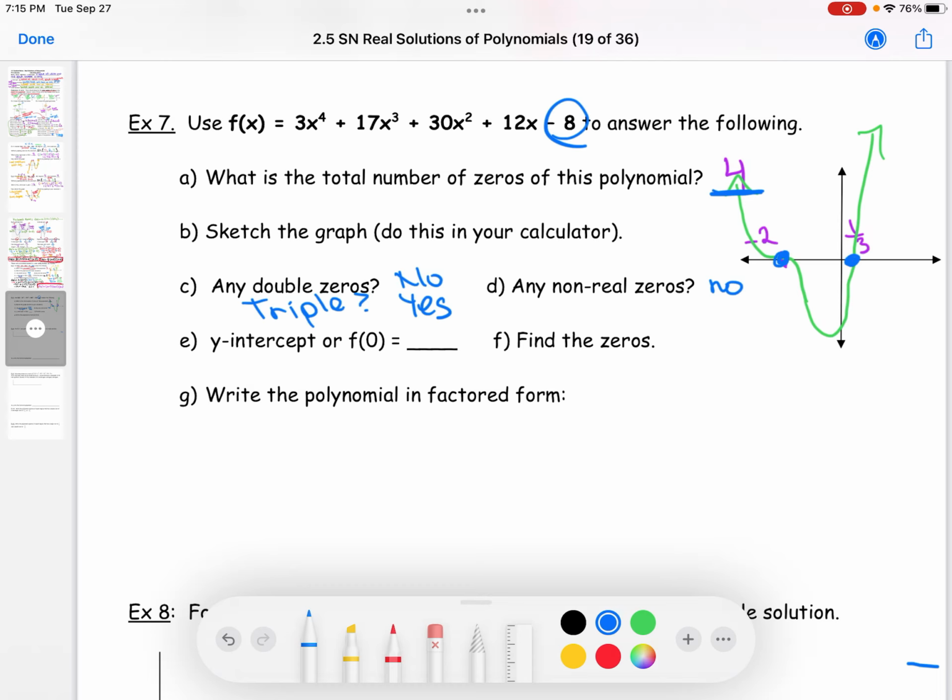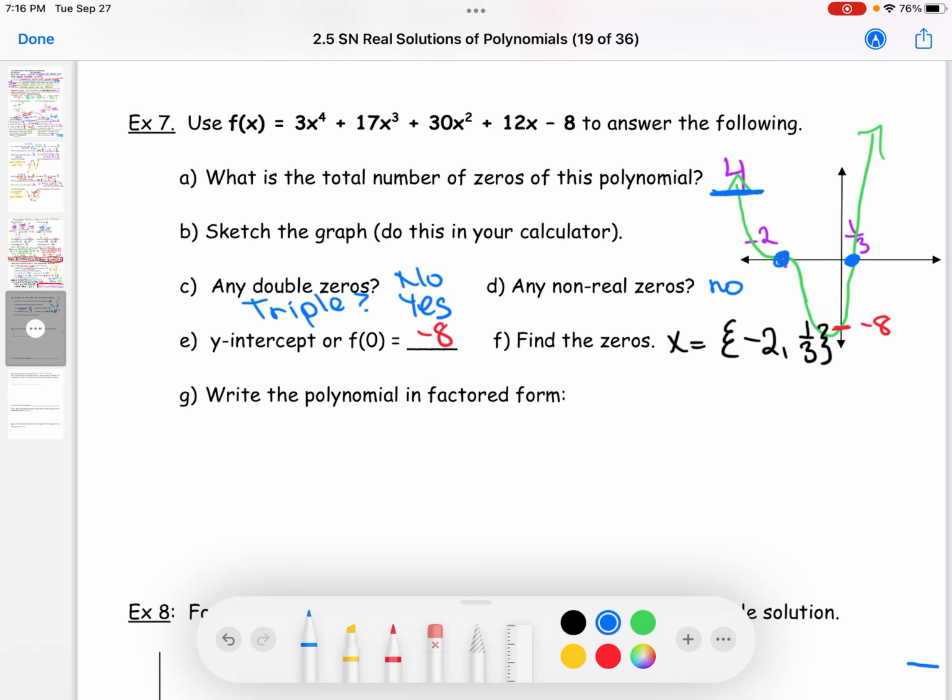Okay, that y-intercept, it's the constant. It's -8. When you plug in x equals 0, everything will zero out except that -8. So that constant is our y-intercept, -8. We already found the zeros: x equals -2 and 1/3. Guess we could label that y-intercept there, -8.